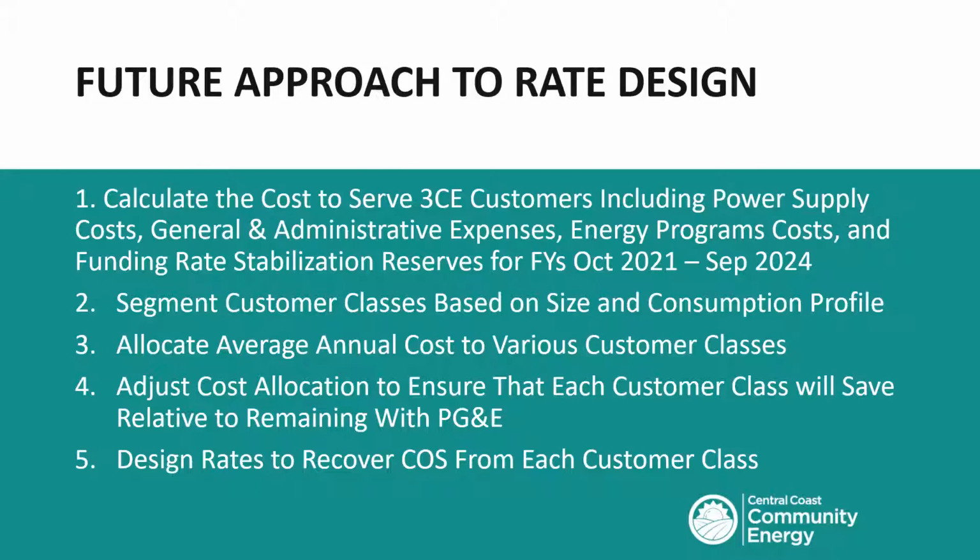We would be segmenting, of course, customer classes based on size and consumption profile and designing the rates based on that information. Allocate average annual costs to those various customer classes, and then adjust the cost allocation to ensure that each customer class will still save relative to remaining with PG&E. So we're designing rates to recover that cost to serve from each customer class and based on that customer class's usage profiles.